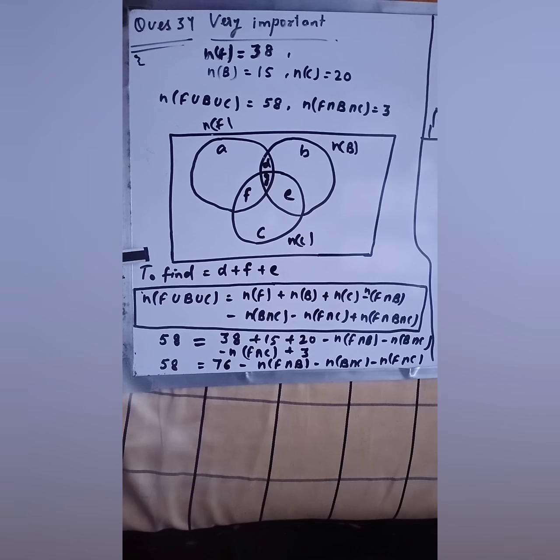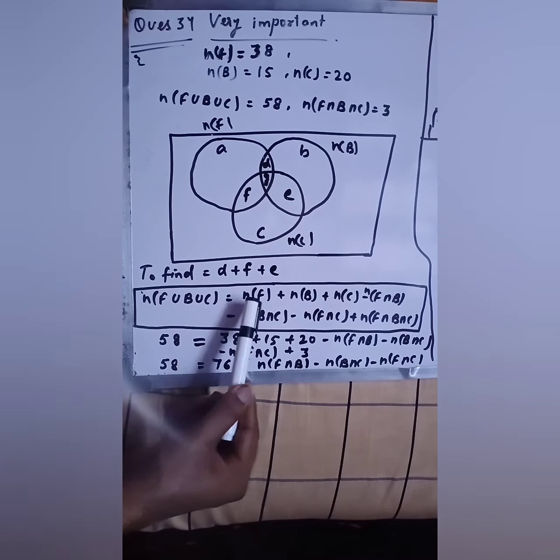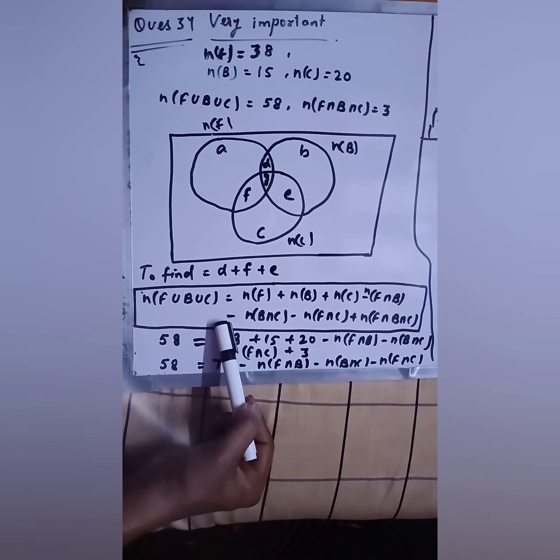Got it? After this is a formula. This is a formula which you use when you have three different data sets in a Venn diagram. So this is a formula which you have to learn. Note it down. This is a very important formula.